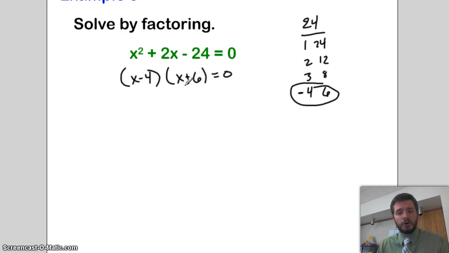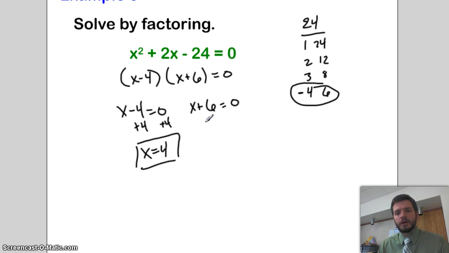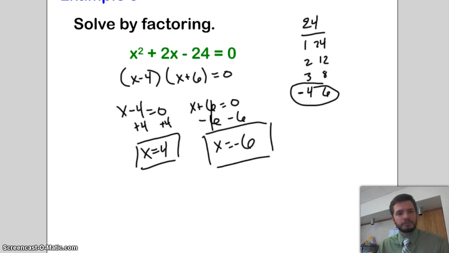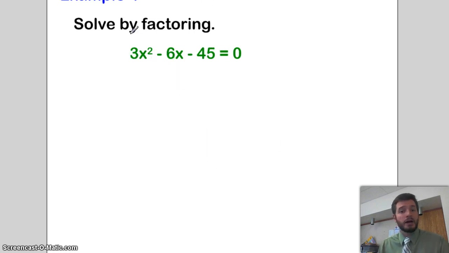So now we'll use the zero product property. Set them both equal to 0. So x minus 4 equals 0, and x plus 6 equals 0. Add 4 here, x equals 4, and then subtract 6 here, x equals negative 6. Not too bad. Alright, let's keep going.